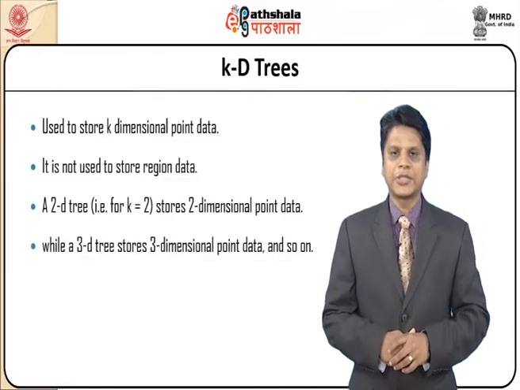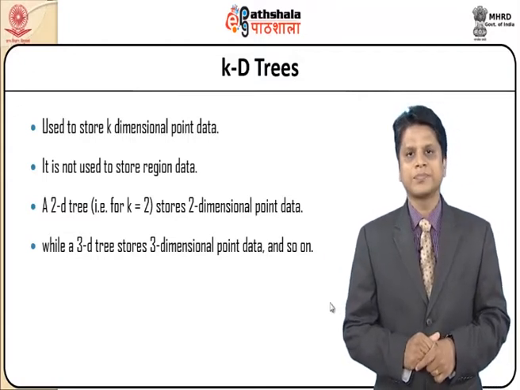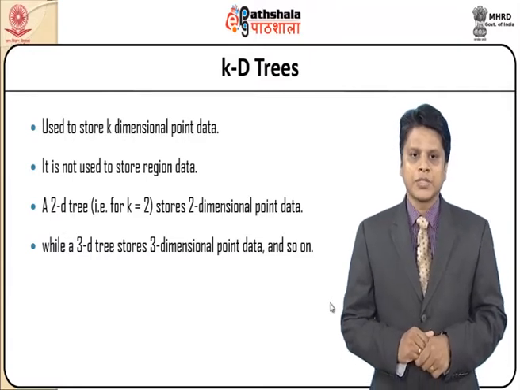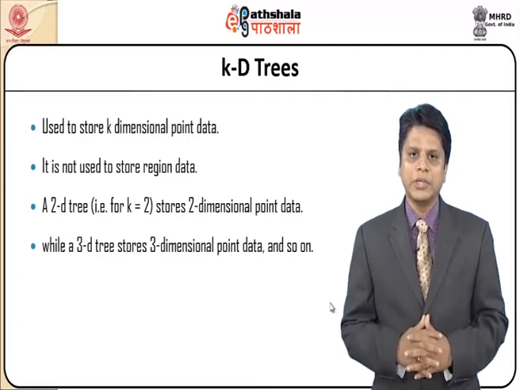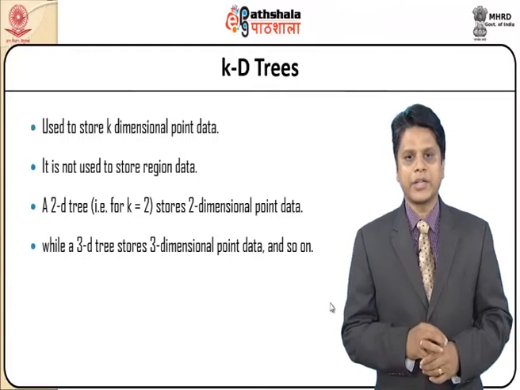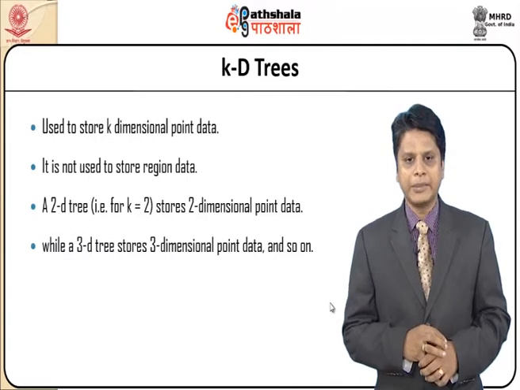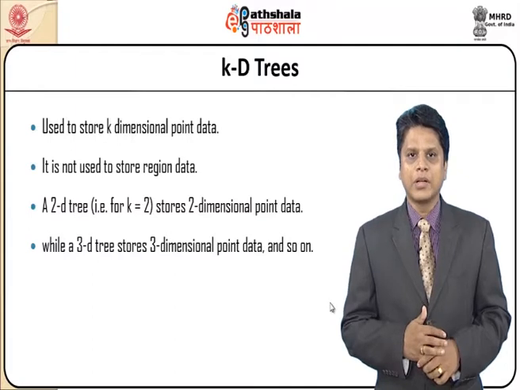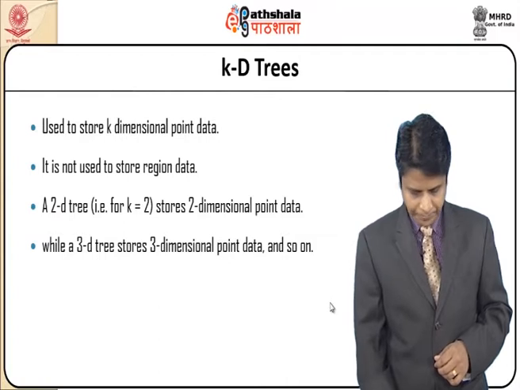The first data structure that I will be talking about is the KD trees, which is used to store k-dimensional point data. So, it is not used to store region data, it has more to do with point based data. So, a two dimensional tree, where k is denoted with a value of 2, stores two dimensional point data, while we can increase the order of this k to 3, 4, 5 and so on.